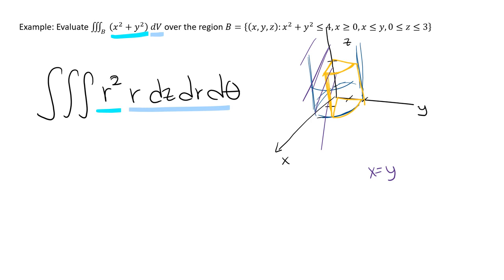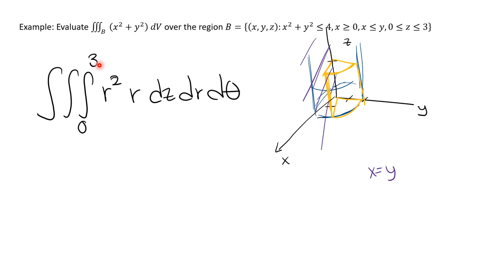All right, so now let's convert our integral. The x squared plus y squared turns into the r squared. And the dv is the r dz dr d theta. Bounds of integration are z values. The height of this object is going from z equals 0, stopping at z equals 3, from 0 to 3. So those are my bounds for my z.